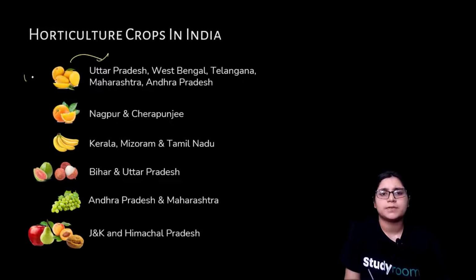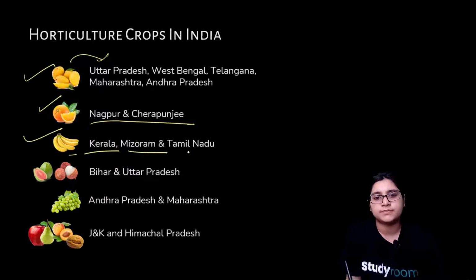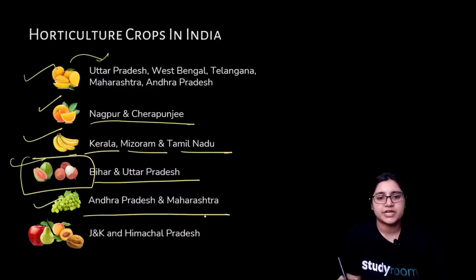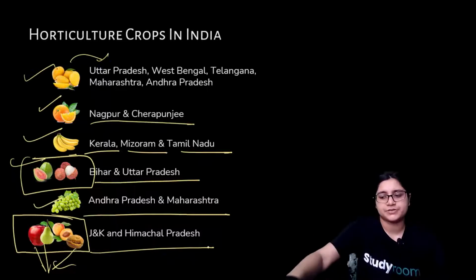Mango: Uttar Pradesh, West Bengal, Telangana, Maharashtra, Andhra Pradesh. When we talk about orange, it is Nagpur and Cherrapunji. When we talk about banana, it is Kerala, Mizoram, Tamil Nadu. When we talk about this tasty food, it is from Bihar and Uttar Pradesh. Grapes: Andhra Pradesh and Maharashtra. And Jammu Kashmir has a combo of everything like apple, peaches, and almonds. Jammu Kashmir and Himachal Pradesh.